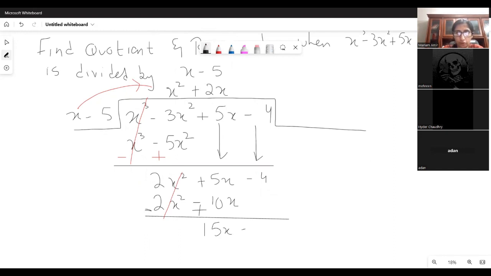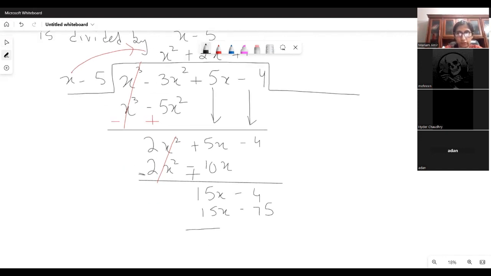15x minus 4. Okay. Marine, can you tell me what do I multiply here? What do I write here? So that when that expression is multiplied with x, we get 15x. 15. Yes. So just plus 15. So we get 15x minus 75. Okay, 15 times 5, 75. Yes, minus 75.